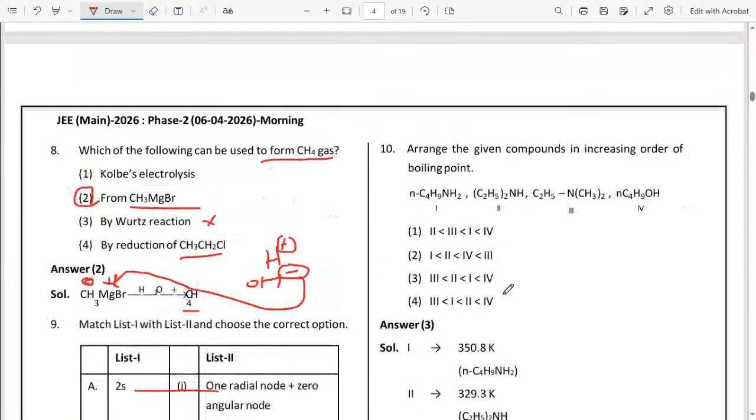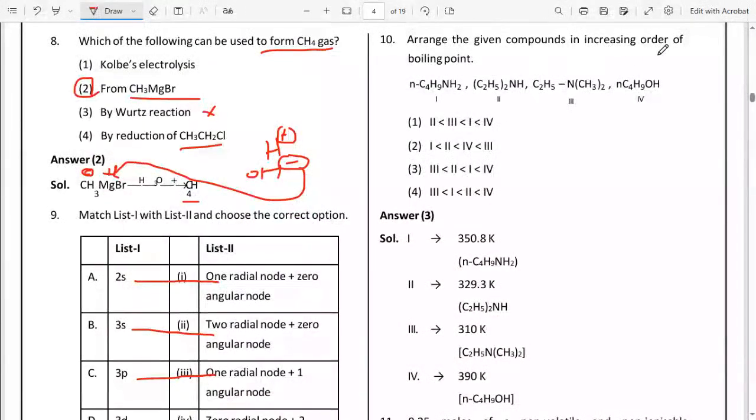Next, arrange the given compounds in increasing order of boiling points. So amines and alcohols. Among these two, which one is going to have the higher boiling point? Nitrogen has the lower atomic number, so oxygen, alcohol, is going to have the high boiling point. So 4 will have the highest boiling point, followed by the same number C4H9, C4H9.